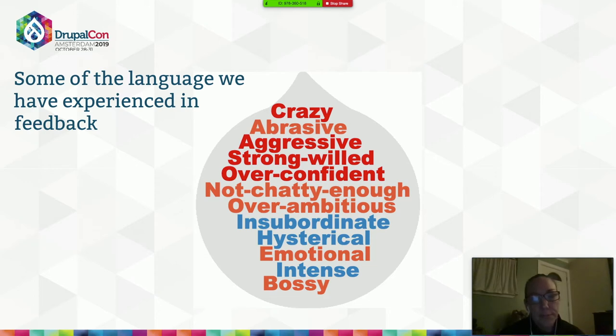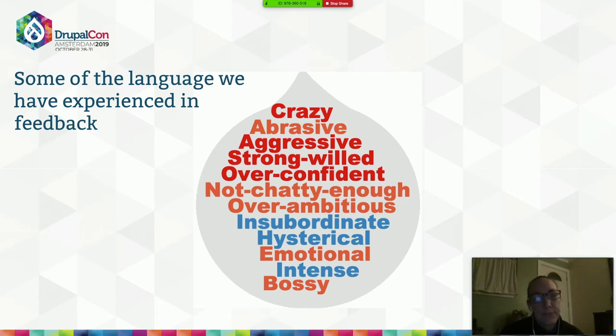We have some examples of not so great feedback. So this is a word cloud of actual words that have been used as feedback, at least for myself, at various points in my career. The problem that I have with these type of words is that they call out a behavior without a clear example of what the preferred behavior should be, and to fulfill job responsibilities. These could also just be more related to someone's personality. I mean, some of these words I also think are very sexist. And that's my opinion.